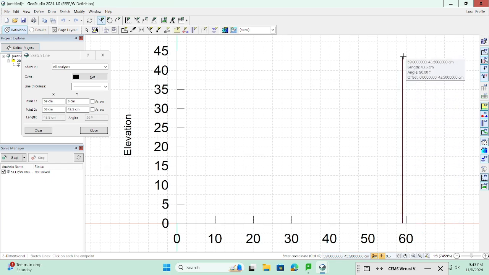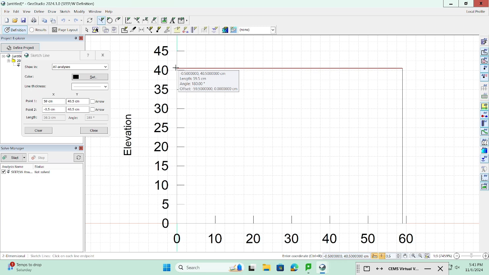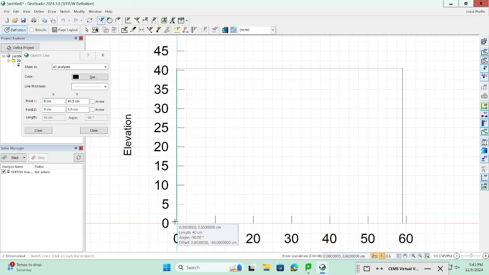And then I'm going to go up. The height of my model was 40.5. So you can see that here I'm at 40.5. I'll click here and then go to the left and stop at 0, 40.5. And then go back to the origin at 0, 0 and close it.